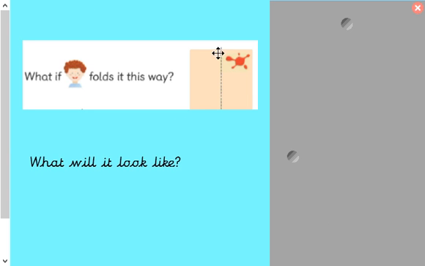But what about if he folds it along the vertical line of symmetry? What's that shape going to look like now? So you can see where the splodge is. What's it going to look like afterwards? Press pause now and press play when you're ready to continue.